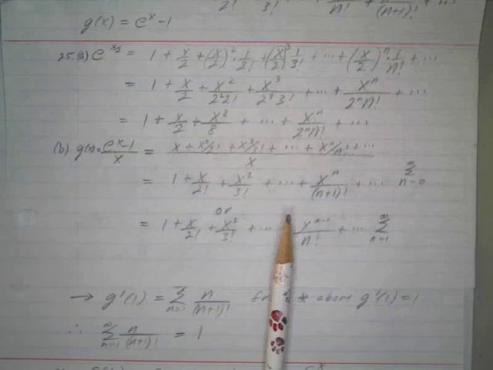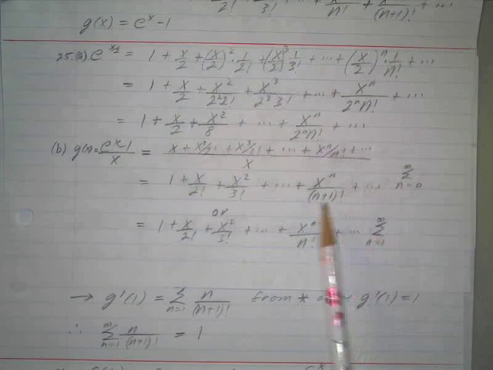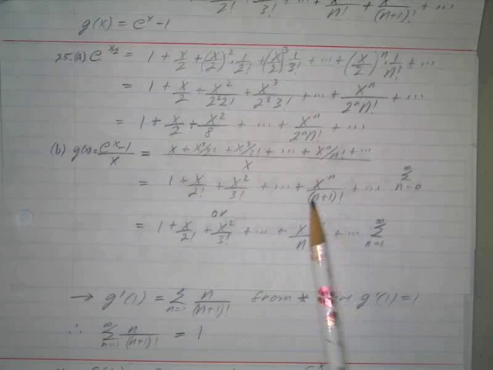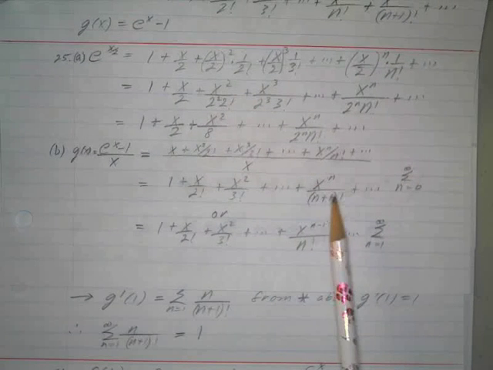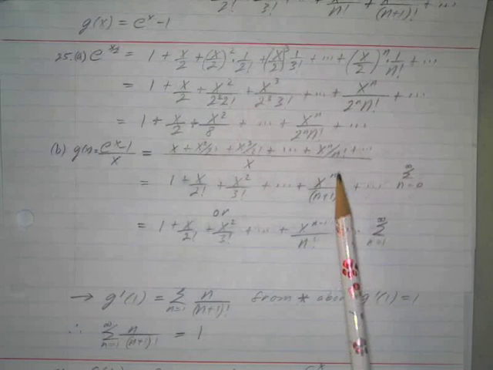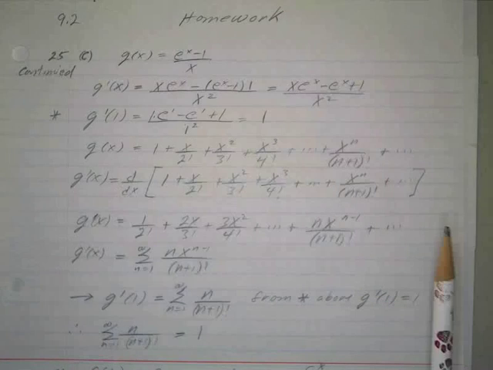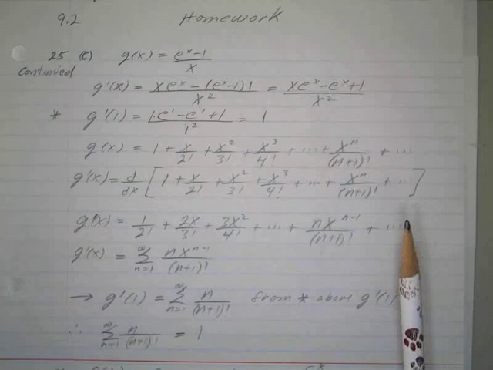Okay, remember from over here on the previous one, this was the g function, and there was the general term, x to the n over n plus 1 factorial. So that's the general term. So if I take the derivative of that term, it would be n plus 1 times x to the n minus 1 all over n plus 1 factorial.